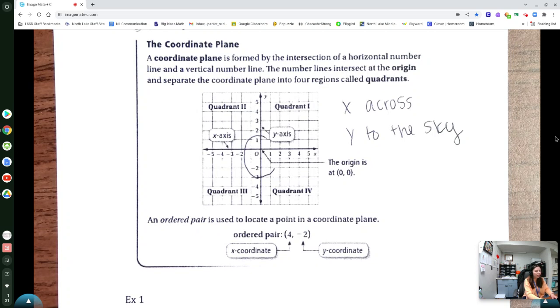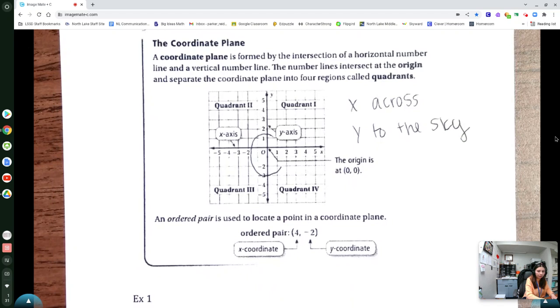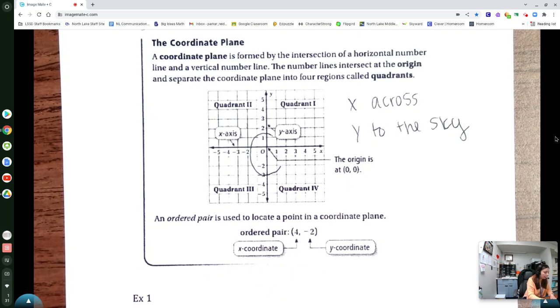An ordered pair is used to locate a point in the coordinate plane, some sort of point or dot in the coordinate plane. An ordered pair looks like this. It has two numbers separated by a comma inside parentheses. The first value represents the x-coordinate. It tells us on the x-axis, the horizontal axis, where that point is. And the y-coordinate tells us on the y-axis, the vertical axis, where that point is.